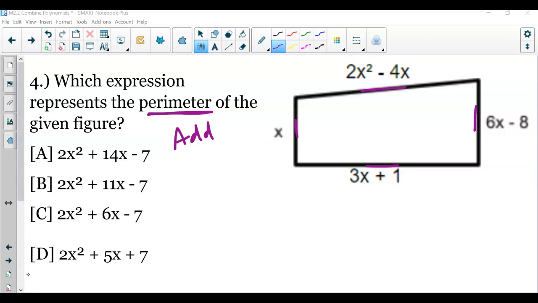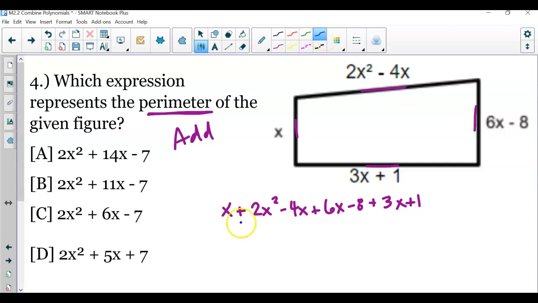Now let's see how you did. So adding up all the sides. So we are taking all of those 4 sides, right? So x, plus 2x squared minus 4x plus 6x minus 8 plus what other side am I missing? 3x plus 1. So now, just like before, combine all of your like terms.